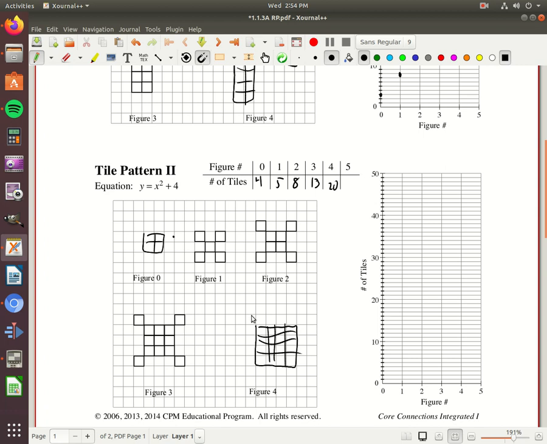And then we'll just have the 4 corner pieces. And that is what our 4th figure will look like. And our 5th figure will be 25 plus 4, which is 29. And now we will graph this, 0, 4.